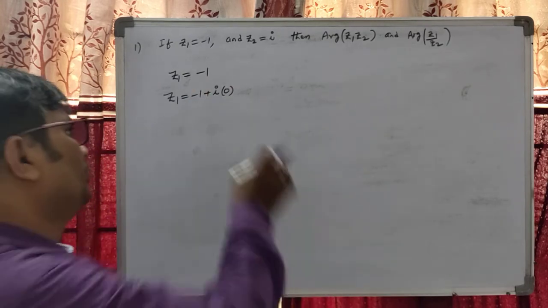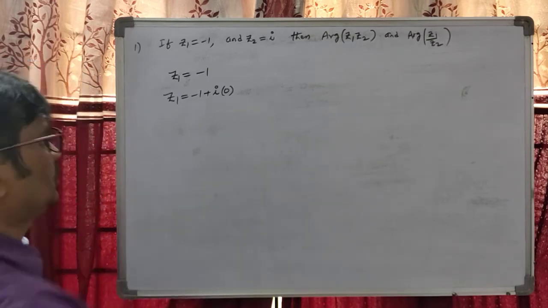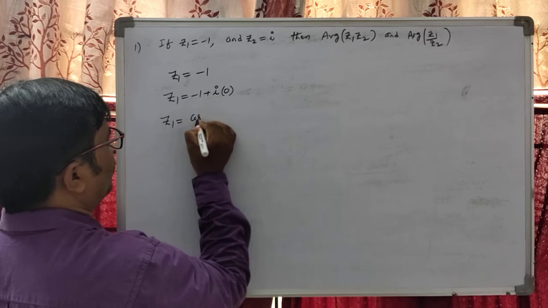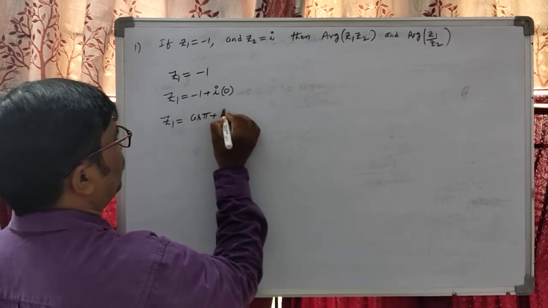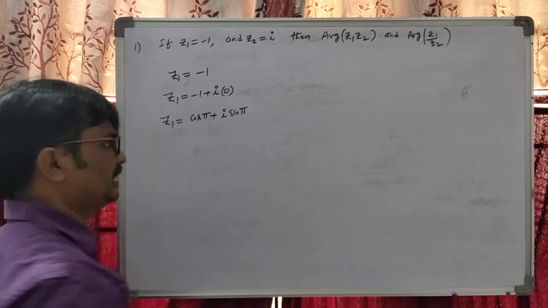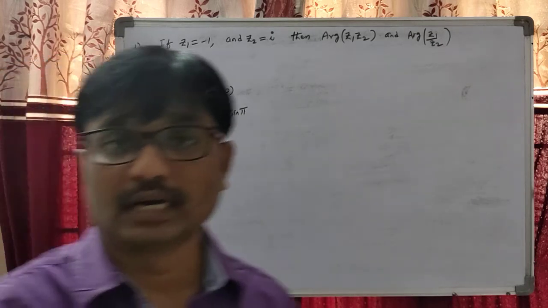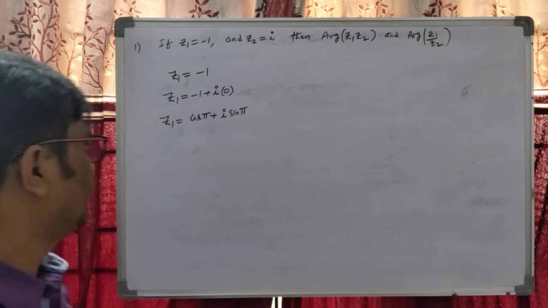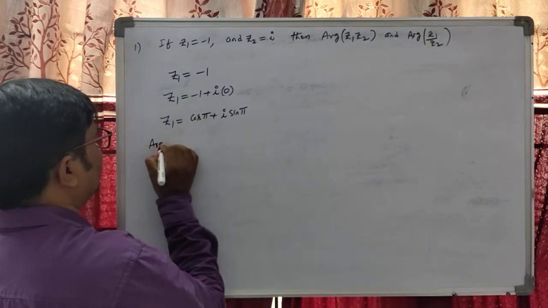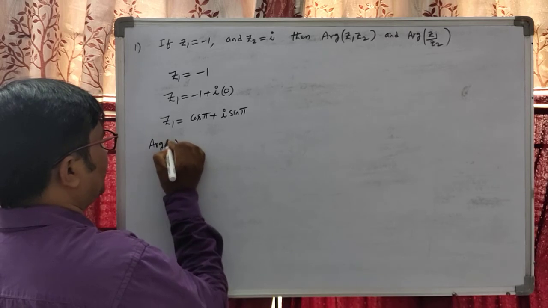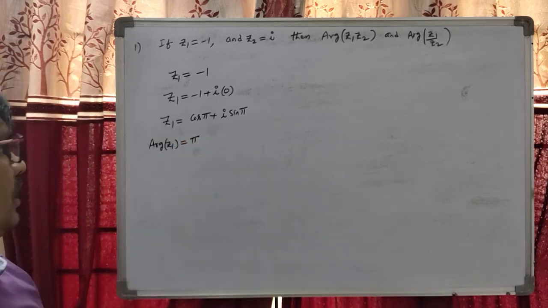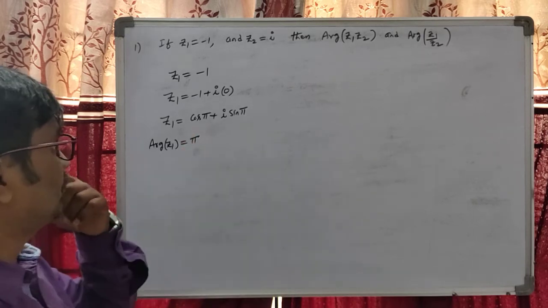Now this can be written in the polar form. So students, Z1 is cos 180 plus i sin 180, which is of the form cos theta plus i sin theta. So theta is pi. So we can write the argument of Z1 equal to pi. What is it, students? The argument of Z1 is pi.